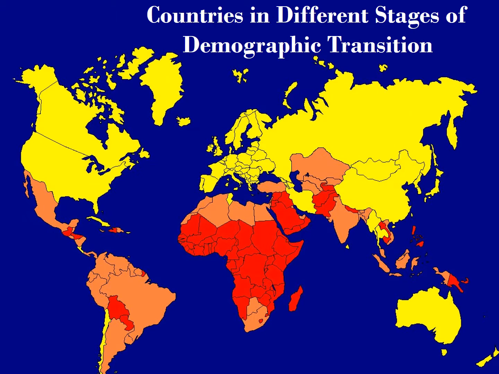And here we are with countries in different stages of the demographic transition model. Yellow is stage 4, light orange is stage 3, and dark orange is stage 2.